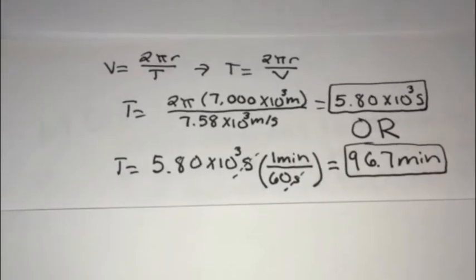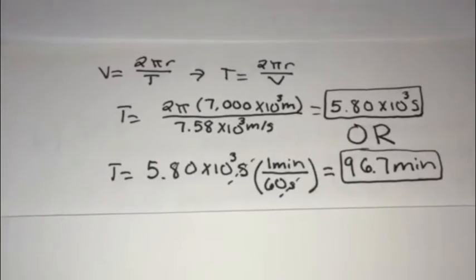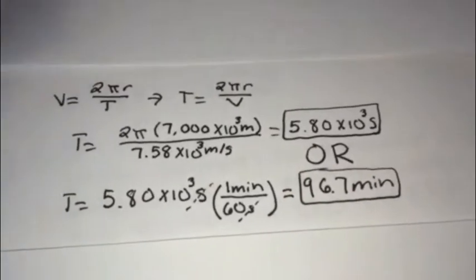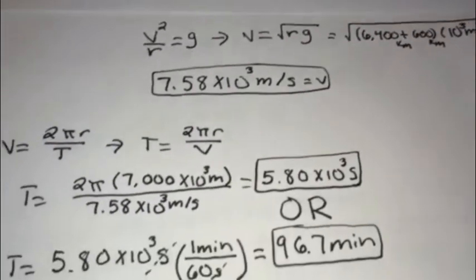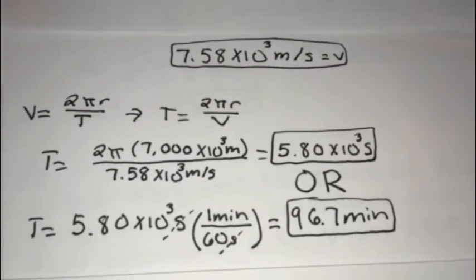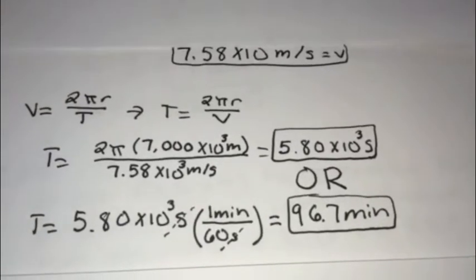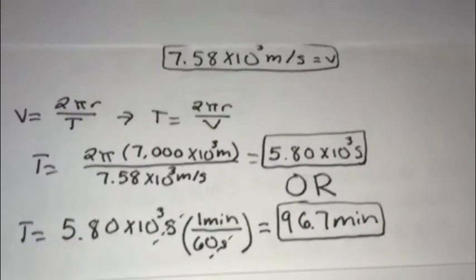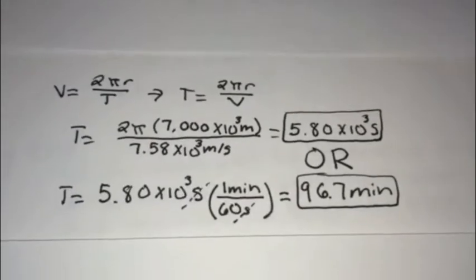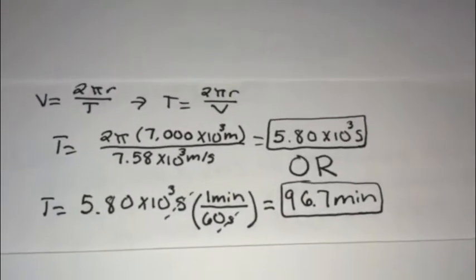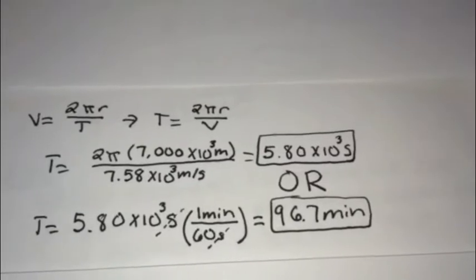T equals 2 pi times the radius, which, as you saw before, is 6,400 plus 600. That's where we get the 7,000 value, times 10 to the third meters, over the velocity, which was found previously as 7.58 times 10 to the third meters per second. Once you plug that in, you get the answer of 5.80 times 10 to the third seconds.